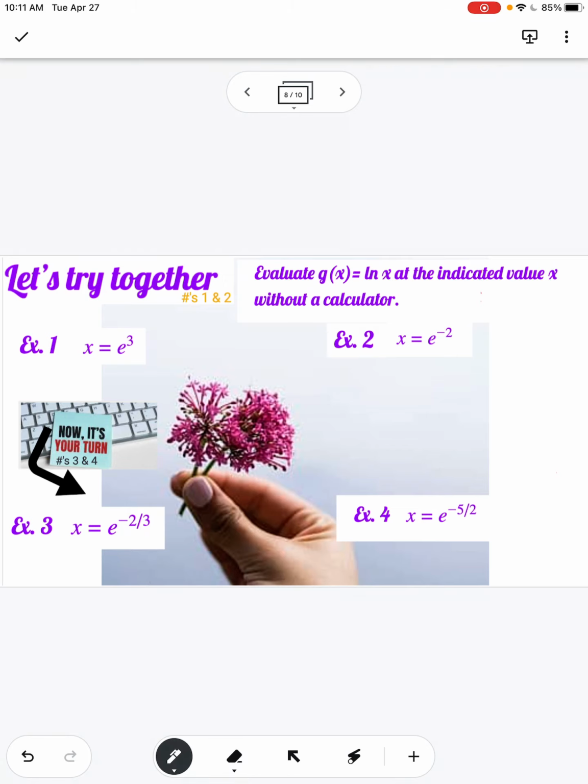Okay, so this is the end of lesson 3.2. This was just one last thing on this lesson. So we look at these directions and it says evaluate g of x equals ln of x at the indicated value without a calculator. I'm just giving you an extra example, something simple, like let's say we had log base 3 of 9.